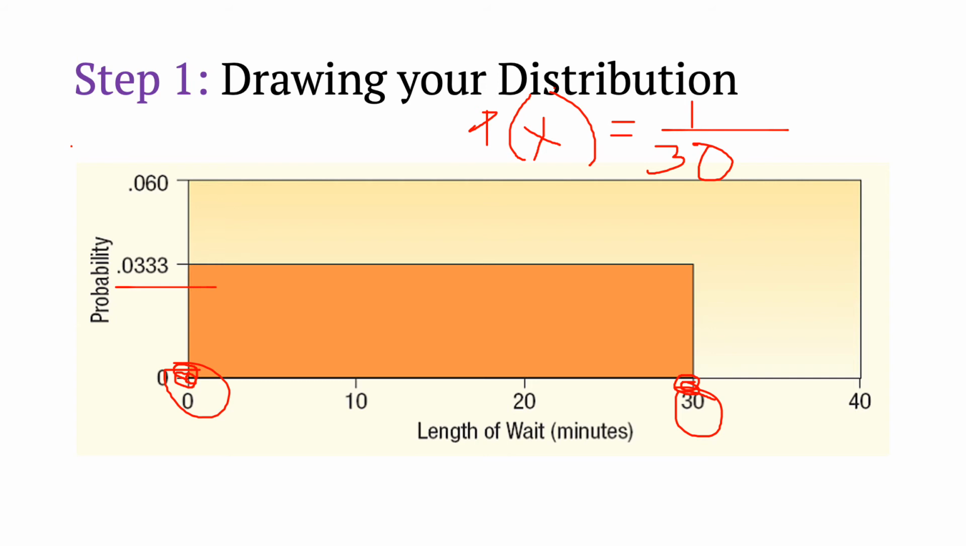Now, what does that mean? It's basically saying when you get to the bus stop, the probability that you wait exactly 10 minutes is 1 over 30. The probability that you wait exactly 20 minutes is 1 over 30. The probability that you wait, say, 25 minutes is 1 over 30. The probability you wait 30 minutes is also 1 over 30. That's where the word uniform comes from in this specific distribution.